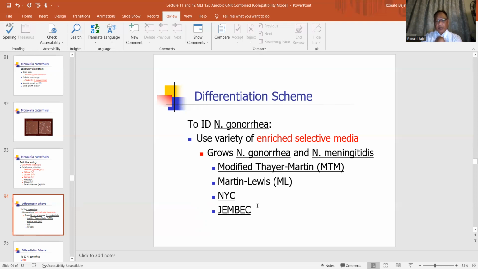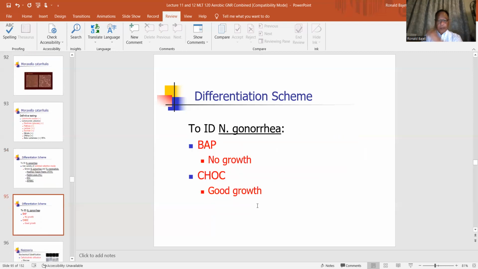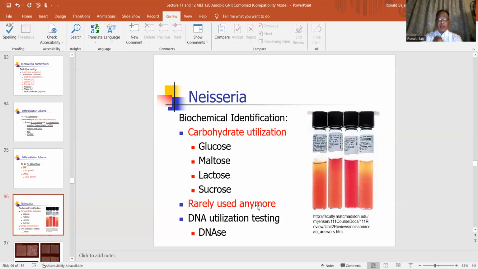In the microbiology laboratory, you should have Thayer-Martin plates. So you take colonies growing from the Gembec and you subculture them onto Thayer-Martin plates. Martin-Lewis and NYC agar are not typically used, but those are the two main ones. Modified Thayer-Martin in the laboratory and Gembec used as a transport. Remember, Gembec is the one with the CO2 pill. To identify Neisseria gonorrhoeae, remember, it does not like blood, good growth on chocolate.